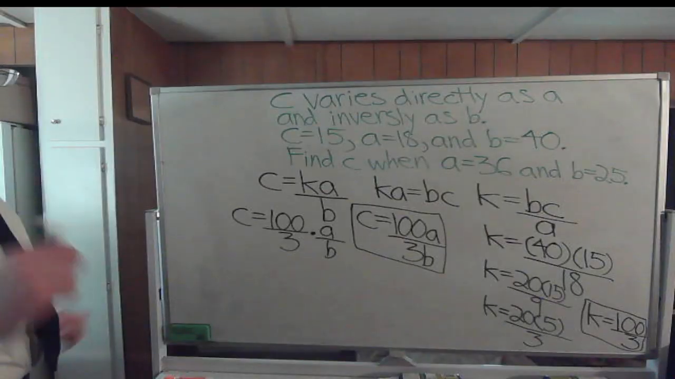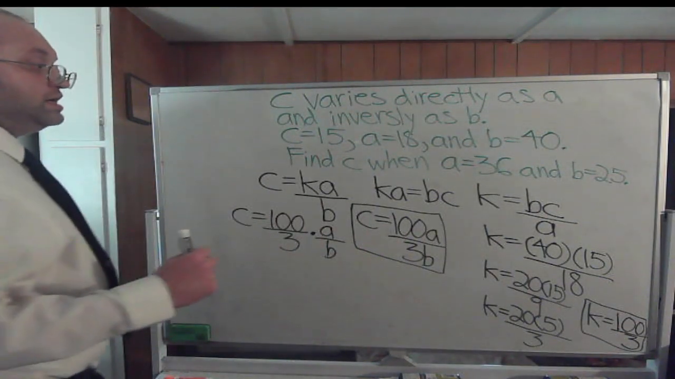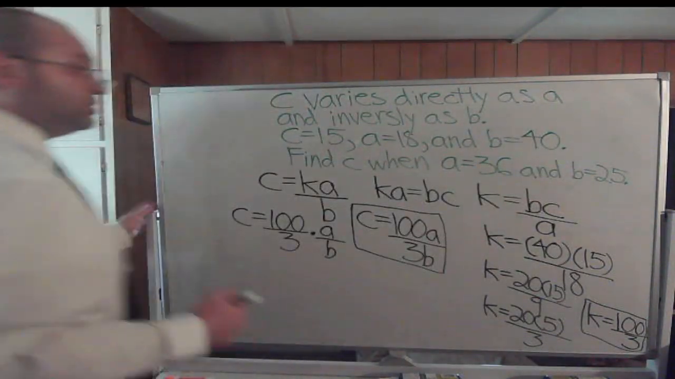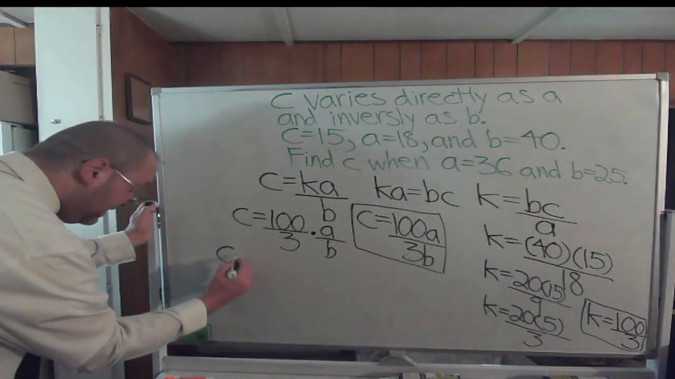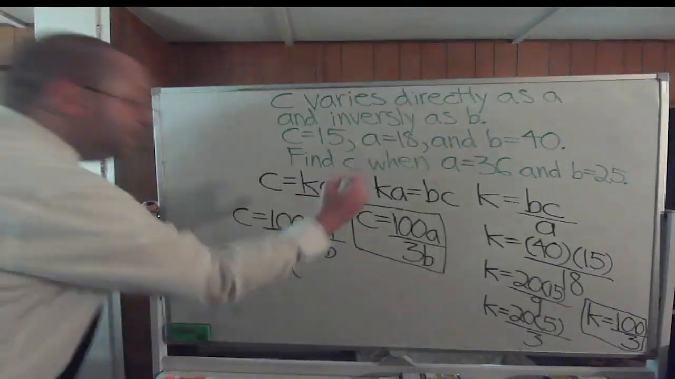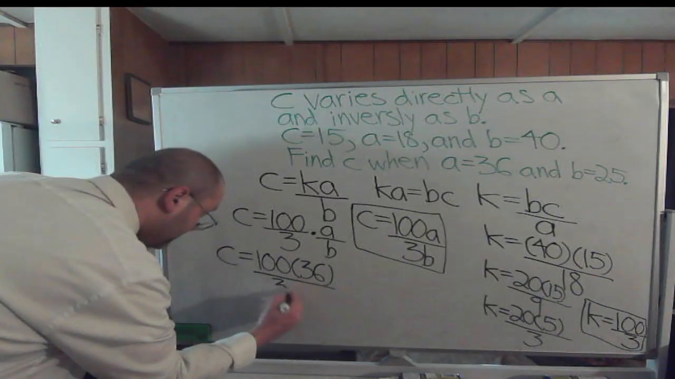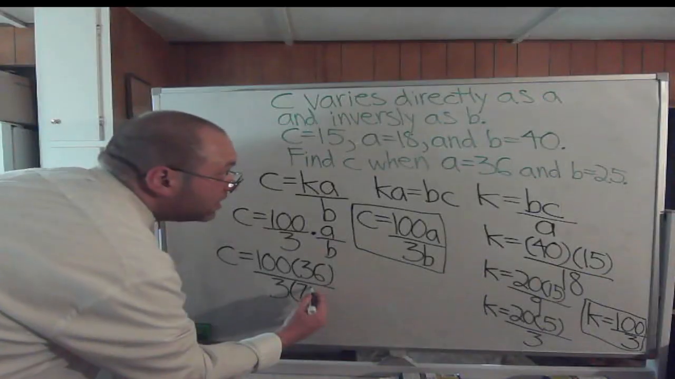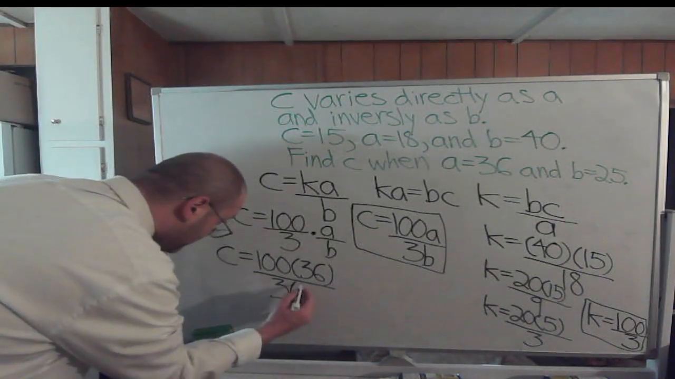So we found the constant of variation, we found the equation of variation. Now we're being asked to find C when A equals 36 and B equals 25. So we're going to solve for that. Let's find C equal to 100 times the A being 36 over 3 times your B being 75. No, I'm sorry, B's 25, excuse me.